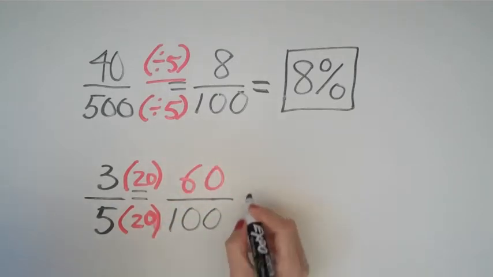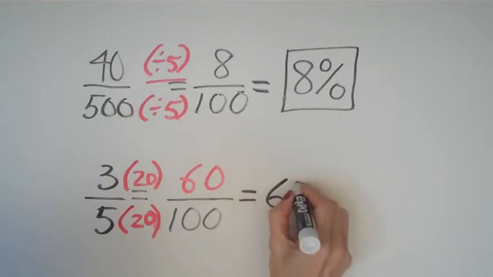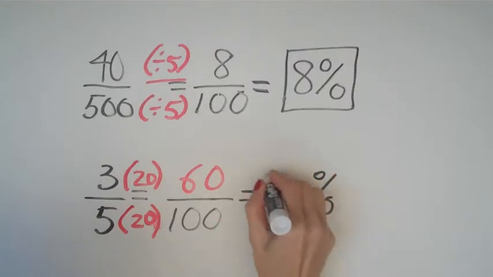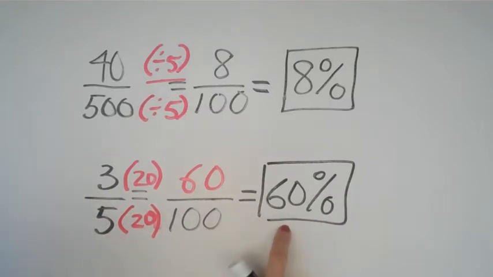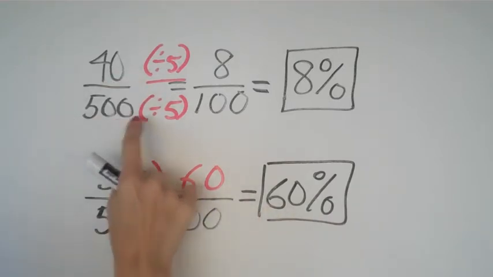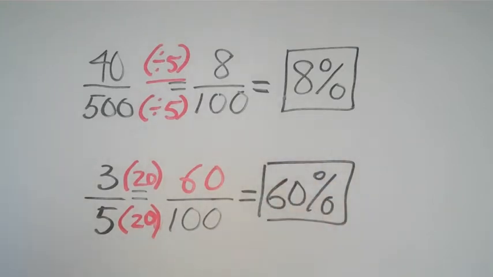And we know any number over 100 is that number as a percent. So the answer here is 60%. And in fact, 3 over 5 is equivalent to 60%. 40 over 500 is equivalent to 8%.